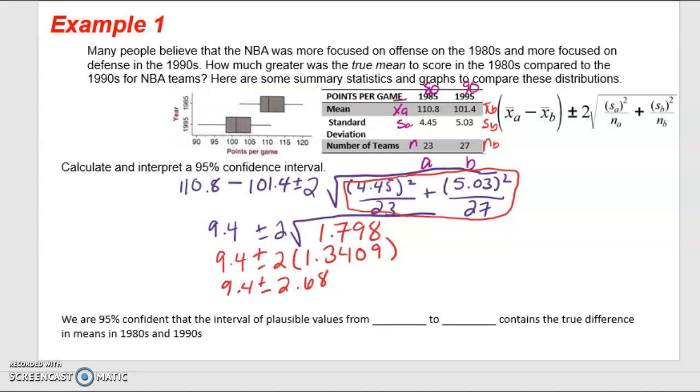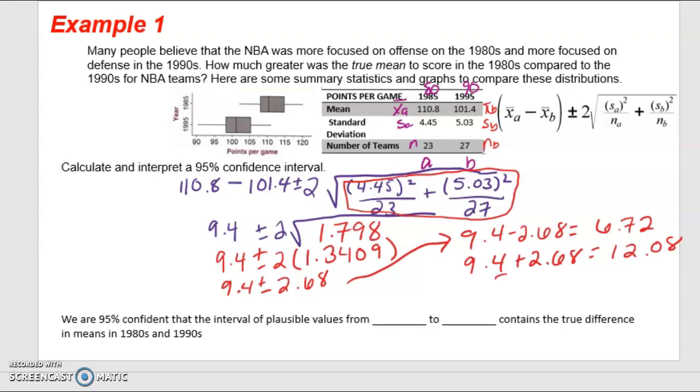Okay, and then to get your actual interval, you're going to subtract 2.68. That's going to be the lower boundary of the interval, which is 6.72. And then on the other side is 9.4 plus 2.68, which is 12.08. So my interval ranges between 6.72 and 12.08. That means that in the 80s, they scored somewhere between 6.72 and 12.08 more points than in the 90s.